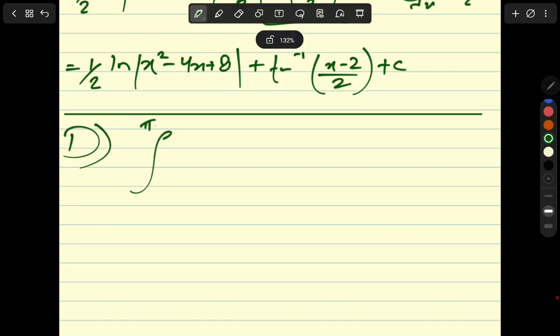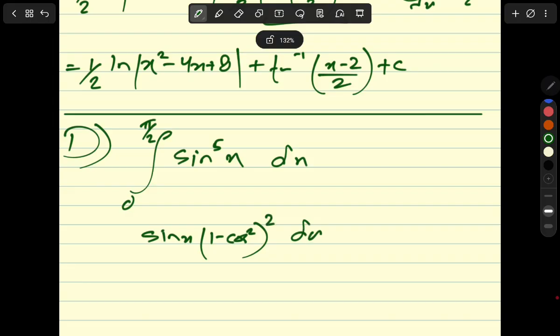Now, I mean, I'm not going to do it. You're just going to apply the limit, sine power 5x dx. Now, so this is sine x, this is 1 minus cos squared x, which is sine squared x, and there's a 2 in this, and this is pi by 2.